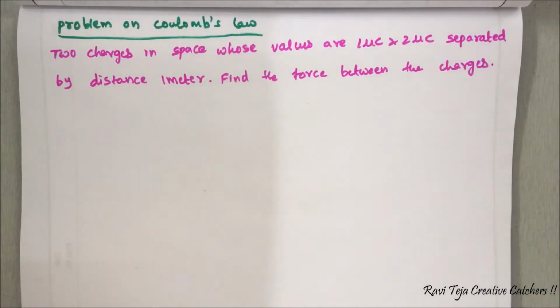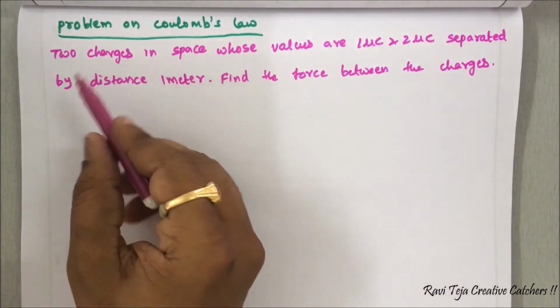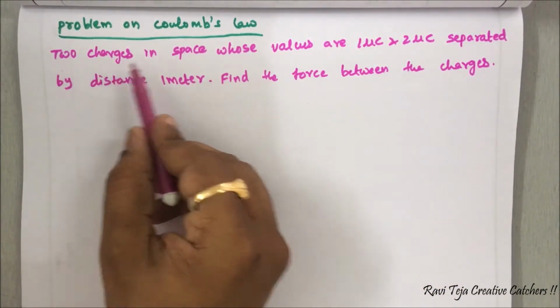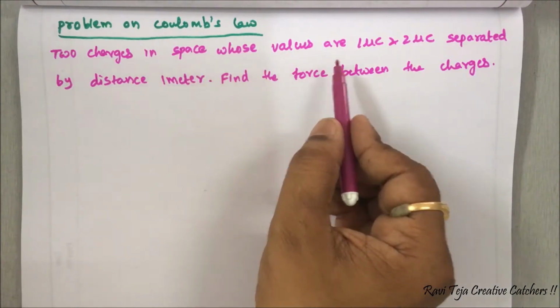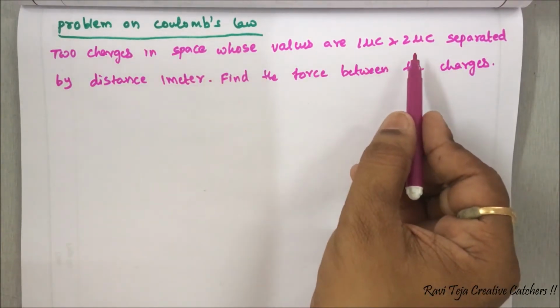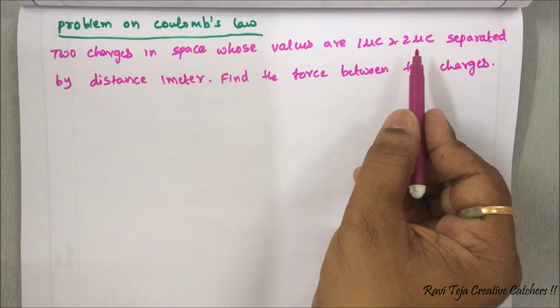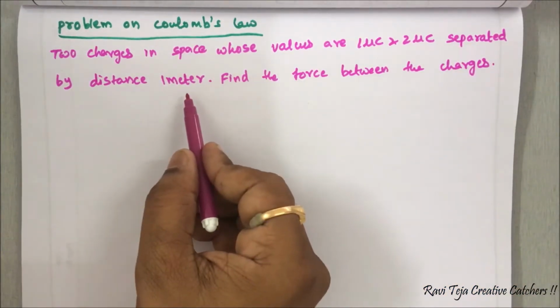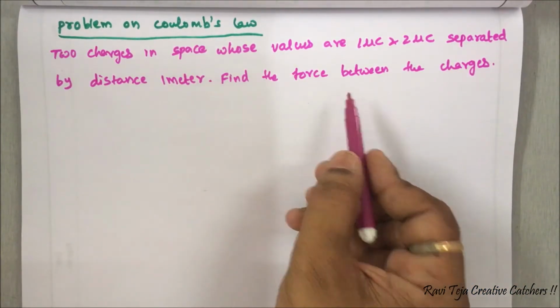Okay, we have already seen the Coulomb's law statement and we have already seen the derivation of Coulomb's law with and without the vector form. The statement they have given is two charges in space whose values are 1 microcoulomb as well as 2 microcoulomb. These two charges are separated by a distance of 1 meter. Okay, we need to find the force.